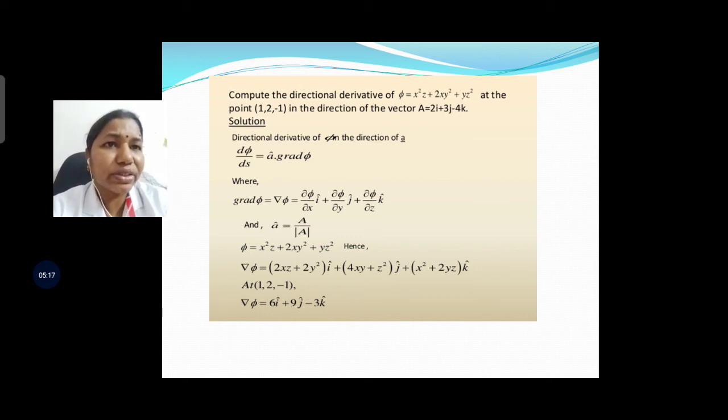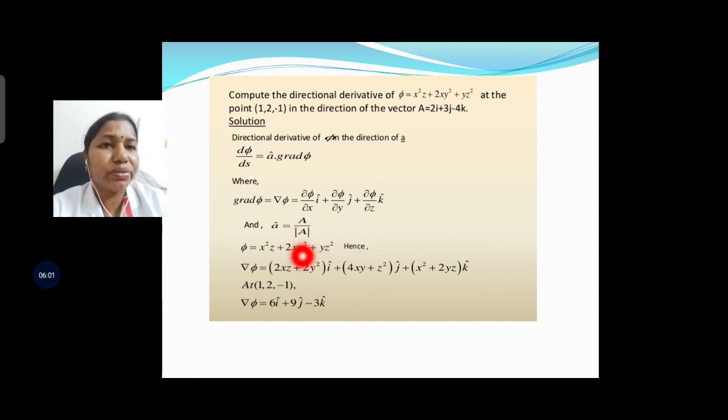Compute the directional derivative of phi at the point (1, 2, minus 1) in the direction of vector a equal to 2i plus 3j minus 4k. So for the directional derivative we are going to calculate grad phi. Grad phi we have already calculated in the previous question. So phi is given: dou phi by dou x i plus dou phi by dou y j plus dou phi by dou z k. So for phi we can substitute x square z plus 2x y square plus y z square. Del phi is equal to (2xz plus 2y square) i.